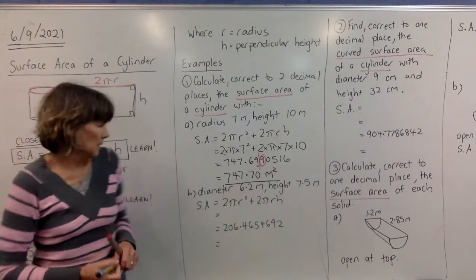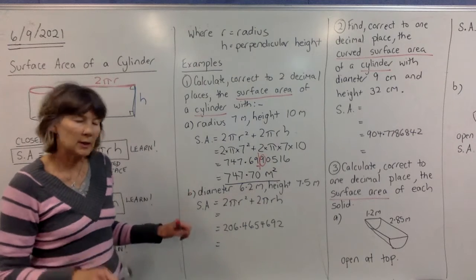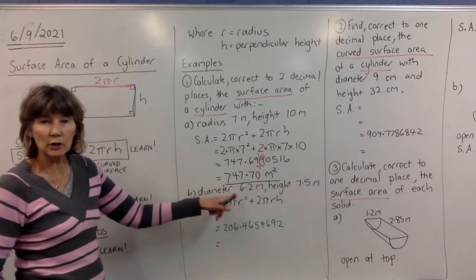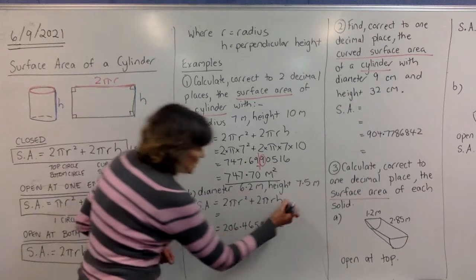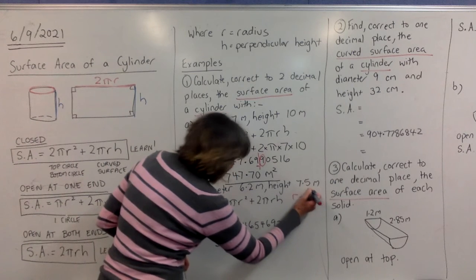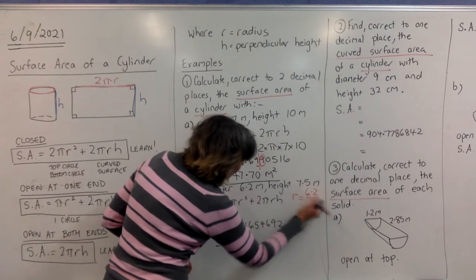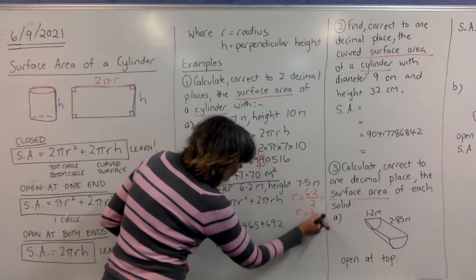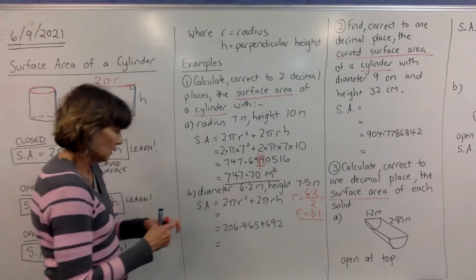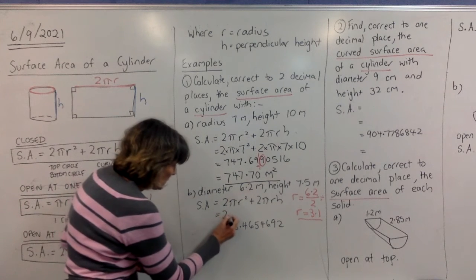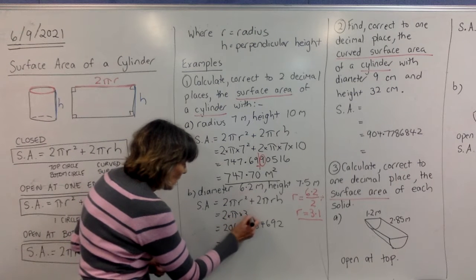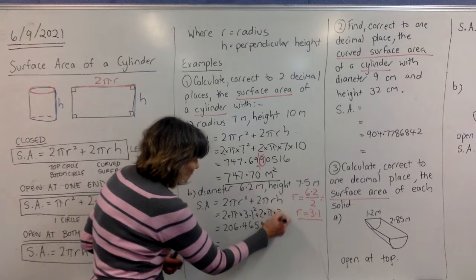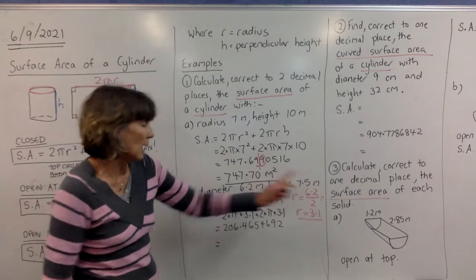Okay, the next one. Start again. We've got a closed cylinder. 2 pi r squared plus 2 pi r h. This time they've given you a diameter of 6.2. So to find your radius, you're going to get your diameter and divide by 2. So our radius is 3.1 that we're going to be putting in for this question. So we have 2 times pi times 3.1 squared plus 2 times pi times 3.1 times the height, 7.5.